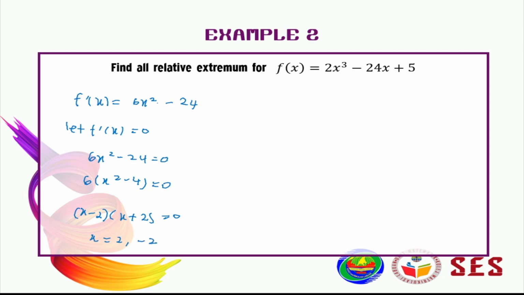What's left for you to do is just to plug your x values into this f(x) to find your y values. So you have f(2) equal to, and then f of negative 2 is going to be. So, stationary points.